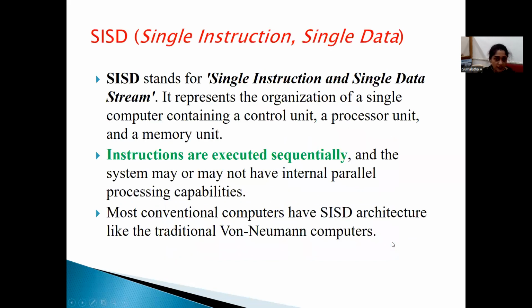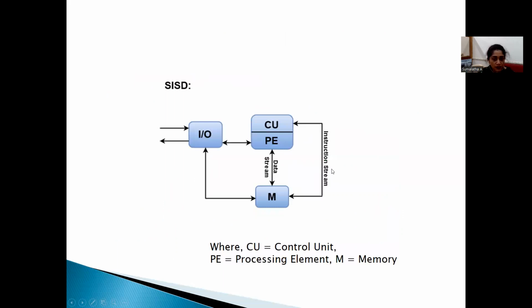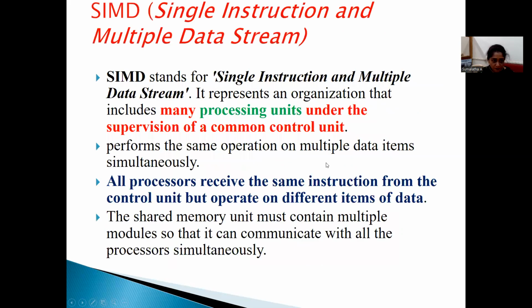So we'll move on to the single instruction, single data stream. It represents the organization of a single computer which contains, because it is a uniprocessor, a control unit, a processor unit, and a memory unit. Here the instructions are executed sequentially. This is how it would look. You have one control unit, one processing element, and then the memory. So a single instruction as well as a single data item is being processed.